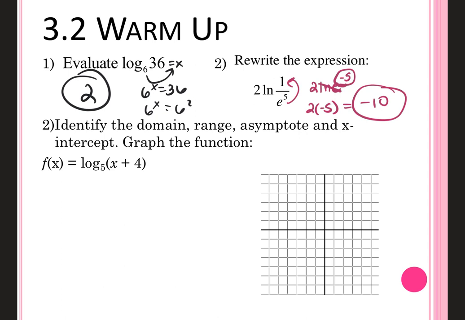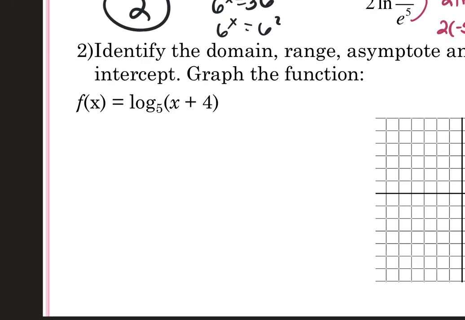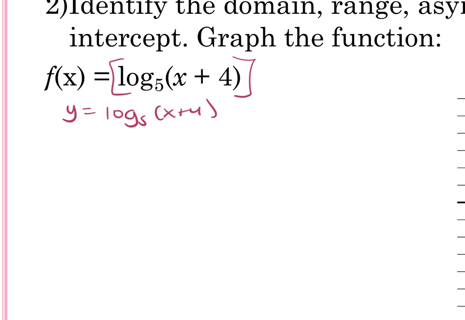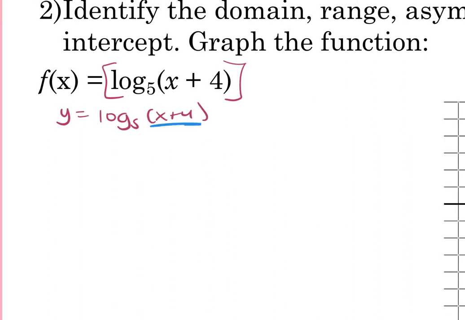Good on those? Okay. Number 2 says identify the domain, range, asymptote, and x-intercept, and then graph the function. So I want to first make sure that the log is by itself. If there was anything adding or subtracting, I have to move it or do the negative, that kind of thing that happened in the homework. Then I would change this to y. Then I look for my vertical asymptote, which comes from the parentheses. If x plus 4 equals 0, then x equals negative 4 is where my vertical asymptote is.